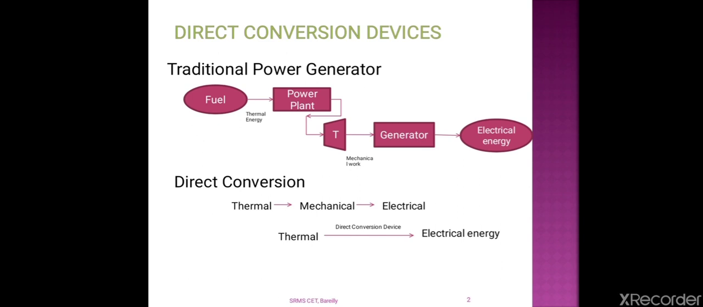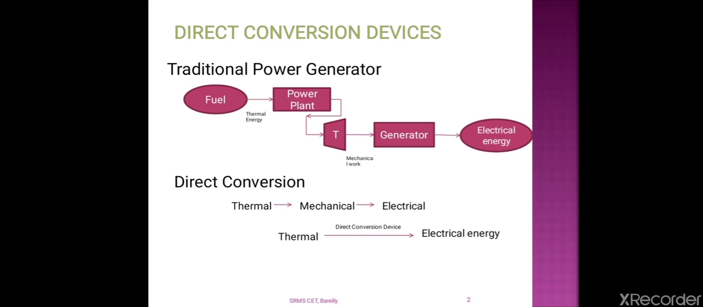So what we are having is that thermal energy is converted into mechanical and then to electrical, and in this process we have a lot of equipment, such as the boiler and turbines from thermal to mechanical, and then again we have the generator from mechanical to electrical. So this is what we call traditional power generation, which is from fuel, not direct conversion.